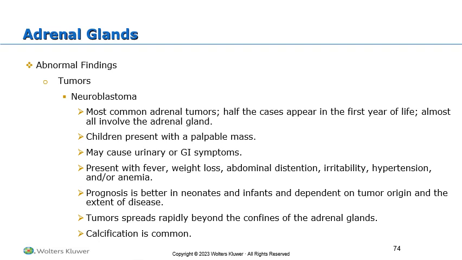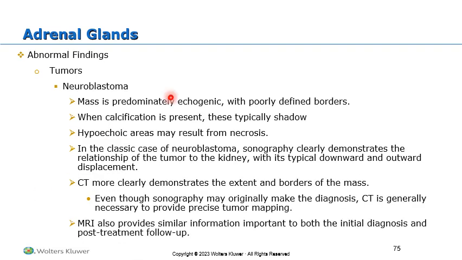Calcification of these tumors can be seen. Additionally, with the neuroblastoma, what we might see is it could be predominantly echogenic with those calcifications with poorly defined borders. If it does have calcifications, they will usually shadow in this area, and if it outgrows its blood supply, then we're going to see those areas of complexity because of necrosis.